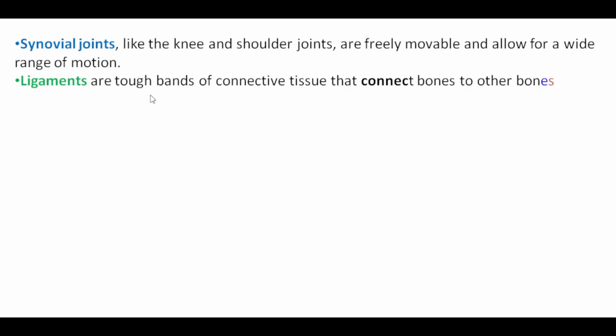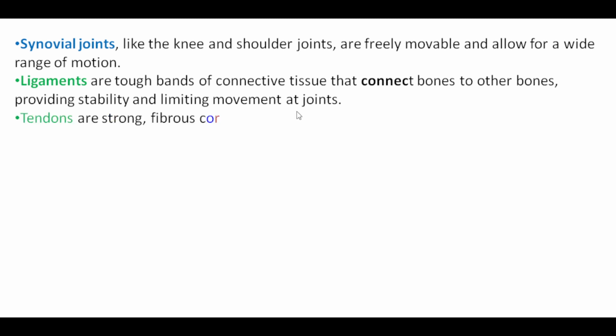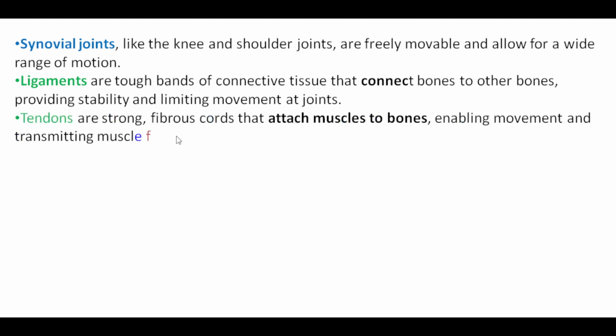Ligaments are tough bands of connective tissue that connect bones to other bones, providing stability and limiting movement at joints. Tendons are strong fibrous cords that attach muscle to bones, enabling movement and transmitting muscle force to the skeleton.